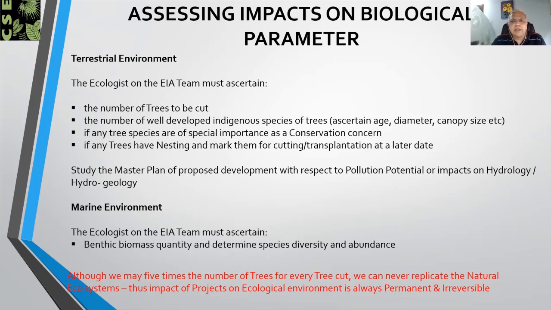Now, to assess the impacts on biological parameters, the ecologist in the EI team must ascertain the number of trees to be cut, of course, and how many of them are well developed in terms of their age, their diameter, canopy size, and how many are indigenous species. Then we need to find out if there are any special species of conservation concern, and any trees which have nesting on them, so that they can be marked for transplantation or cutting at a later date.